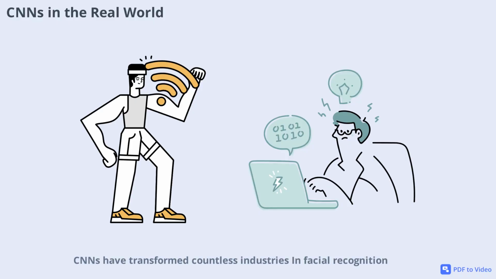CNNs have transformed countless industries. In facial recognition, they power phone unlocking and social media tagging. In healthcare, they assist doctors by detecting tumors in X-rays and MRIs. Autonomous vehicles rely on CNNs for object and lane detection, making self-driving cars possible. Manufacturing uses CNNs for quality control, sorting products, and spotting defects. In entertainment, they enable photo organization, augmented reality filters, and video analysis. Even agriculture benefits, with CNNs monitoring crop health and predicting yields.